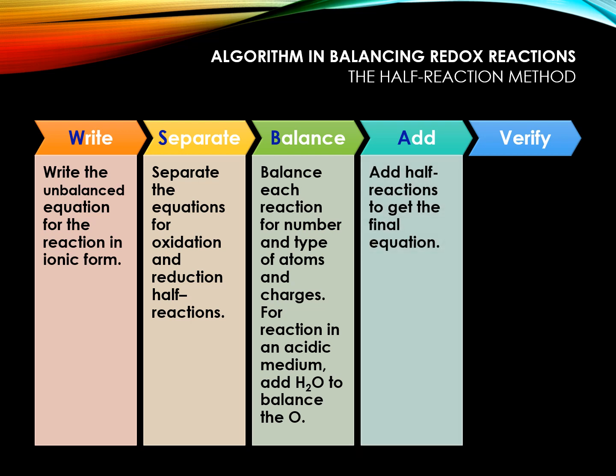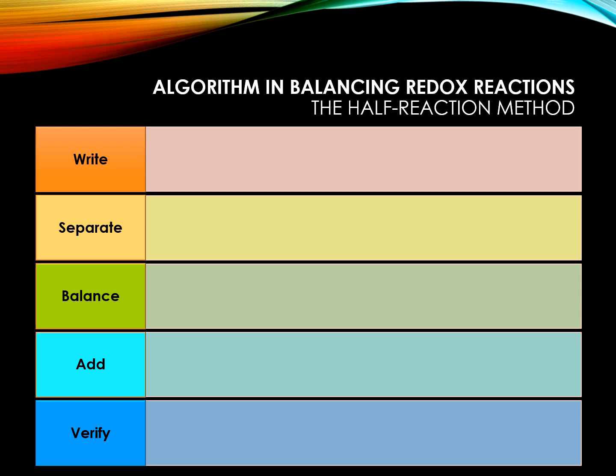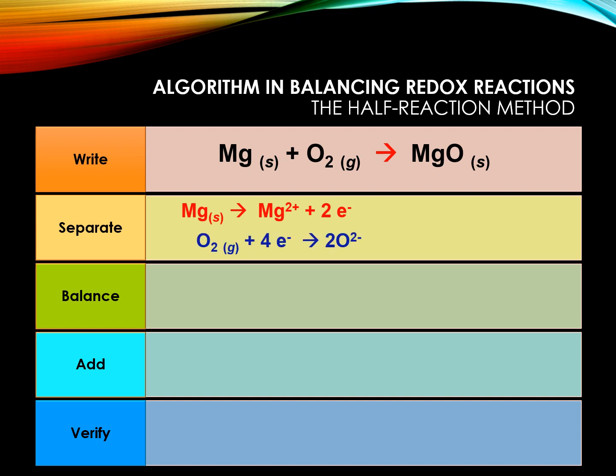Fourth, add the half reactions to get the final equation. The electrons on both sides must cancel. Fifth, verify that the equation contains the same type and numbers of atoms and the same charges on both sides of the equation. Check, check, and check. Let us review the example I discussed earlier. You start with the unbalanced reaction Mg plus O2 to MgO. Then the half reactions: Mg to Mg2+ plus 2e-, and O2 plus 4e- to 2O2-.